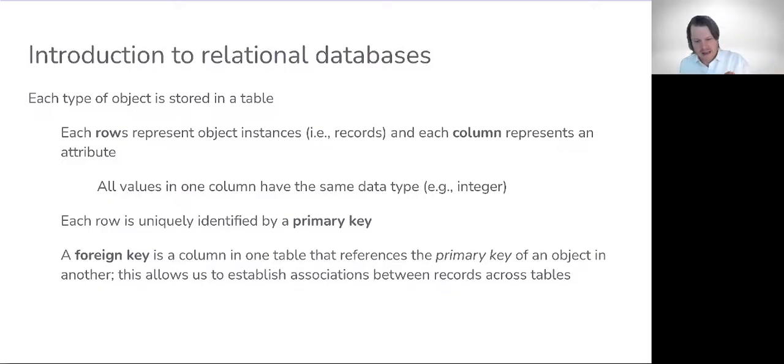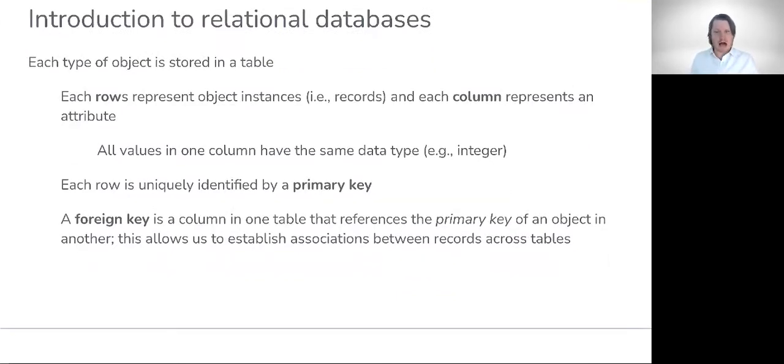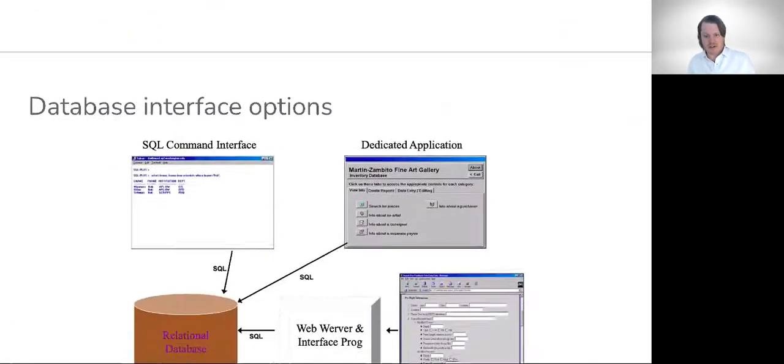Now, a foreign key, on the other hand, is going to be a column in one table that references the primary key of an object in another. And this will allow us to establish associations between different records across different tables. I'll get into a couple of examples of this here shortly, and I'll point it out.